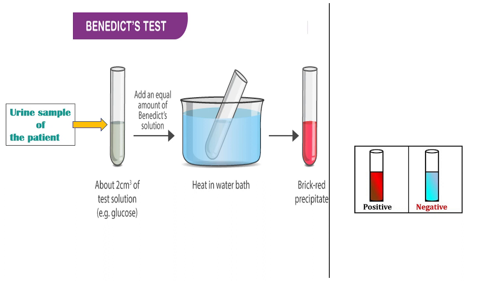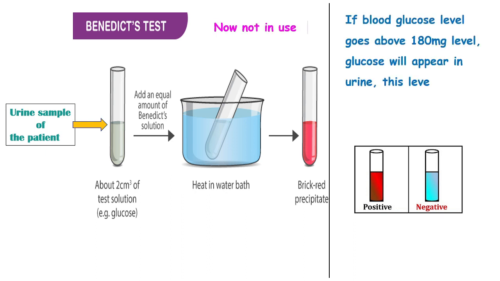Benedict's test. By heating a urine sample of a patient with added Benedict's solution, turning into a red brick precipitate helps to diagnose diabetes. But this method is not in use now. If blood glucose level goes above 180 mg per deciliter, glucose will appear in urine. This level is known as the renal threshold.